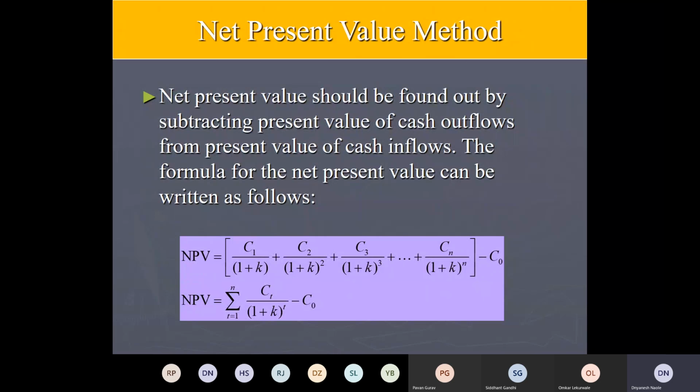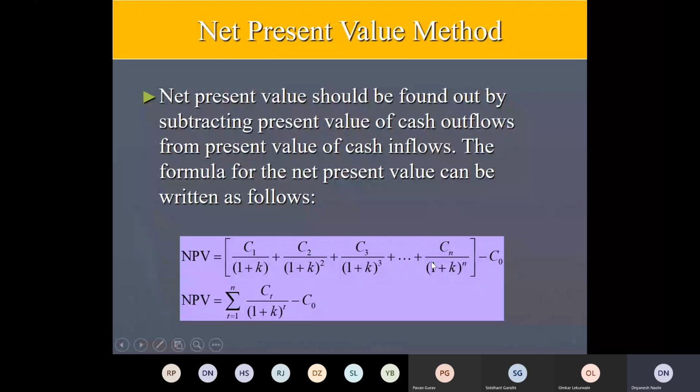So this C1 is nothing but the cash flow in the first year divided by 1 plus K. K is nothing but the opportunity cost of capital, or the rate at which we are going to discount. Then second year cash flow C2 divided by 1 plus K raised to the power 2. As you go ahead increasing the number of years, this power will go on increasing.